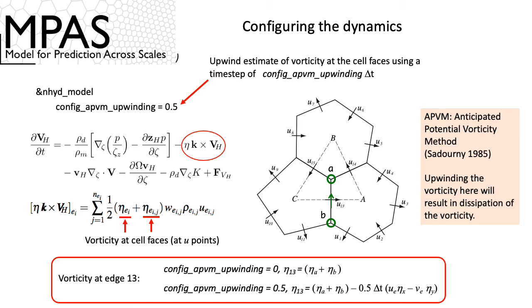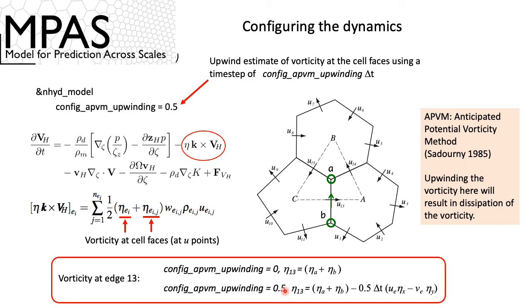Now, if that parameter is 0, where we're not doing any upwind approximation, what that means is that MPAS uses the average of the vorticities at the vertices, where it's defined as we discussed on the last slide. It uses that average to define the vorticity at the cell edge, where the velocity is located. So it's just the average of the vorticities at point A and B. That's what happens when you set config_apvm_upwinding to 0. The default value used in MPAS is 0.5.